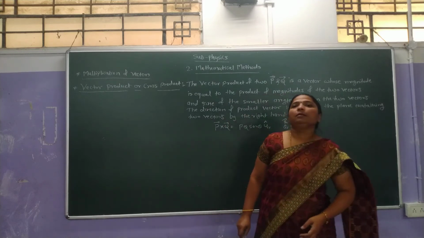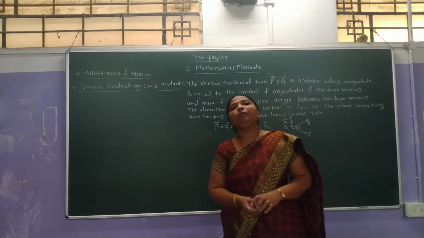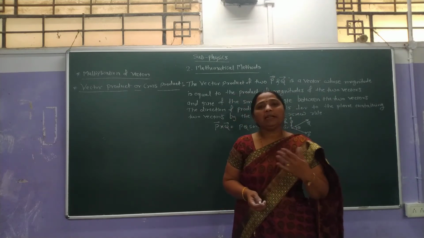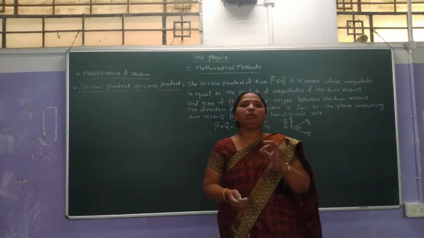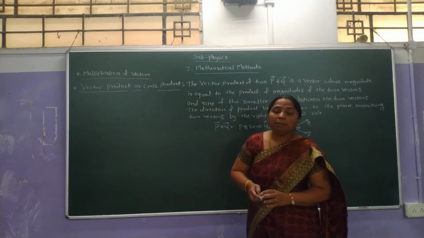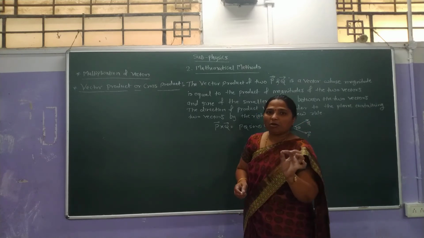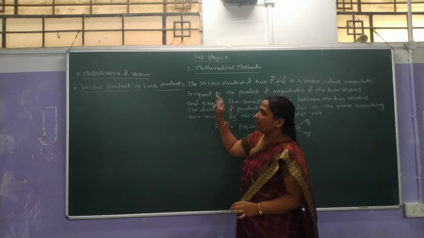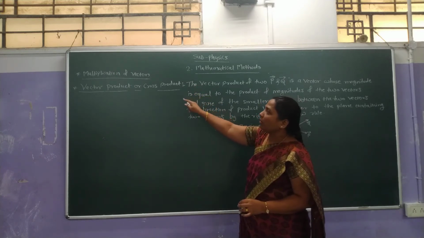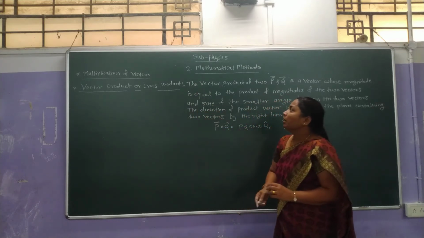Hello students, we learn about the vector product of two vectors. In the previous lecture we studied the scalar product of two vectors. Scalar means dot product, and vector product of two vectors means cross product. Dot and cross are the major difference between the products. Therefore vector product is also known as the cross product of two vectors.